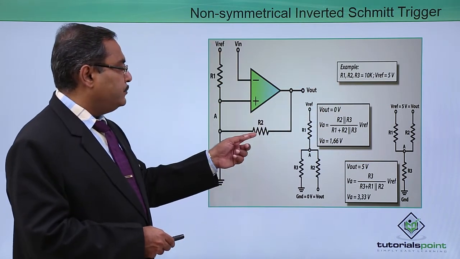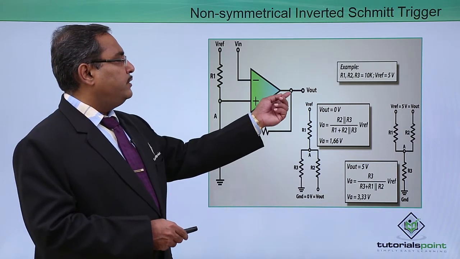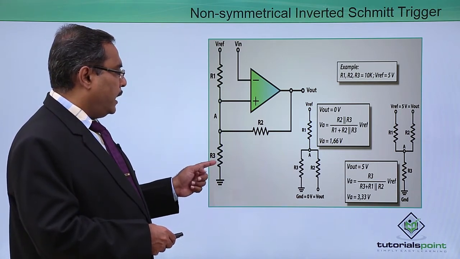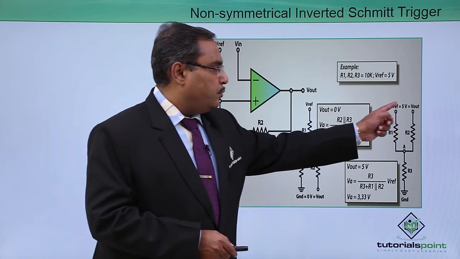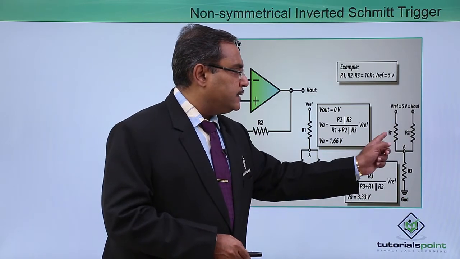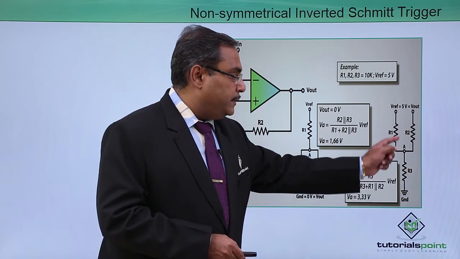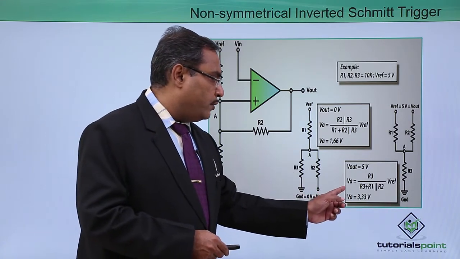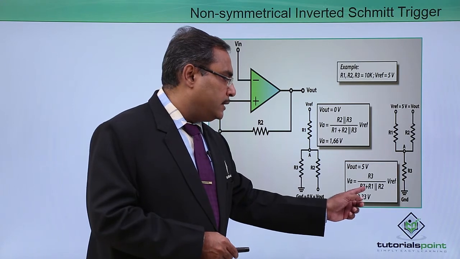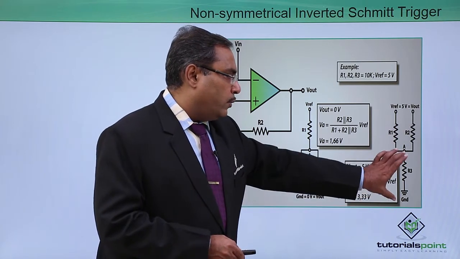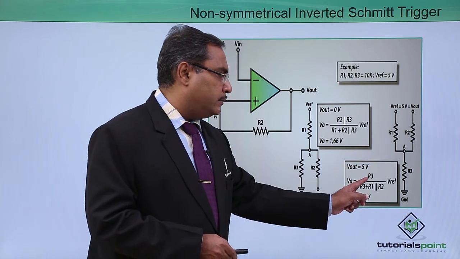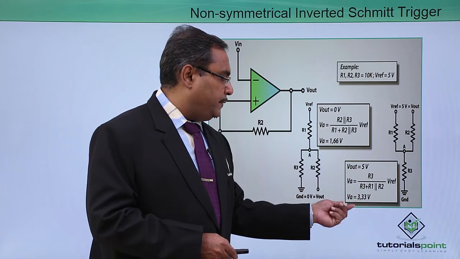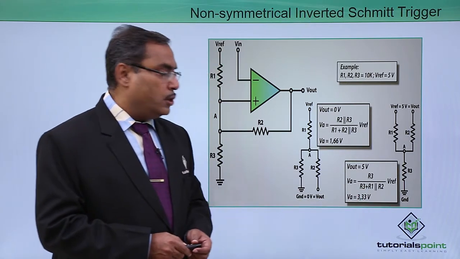So what is happening? You see, this resistance is connected with the 5 volt, and this resistance is connected with the 5 volt, and from the junction point R3 is connected with the ground voltage. These two resistances are in parallel, and this is in series with the equivalent resistance. To find this Va, we find R3 plus R1 parallel R2, and the voltage across it is R3 by that, times Vref. That is the equation. If you put these values in this equation, we get Va equal to 3.33 volt.